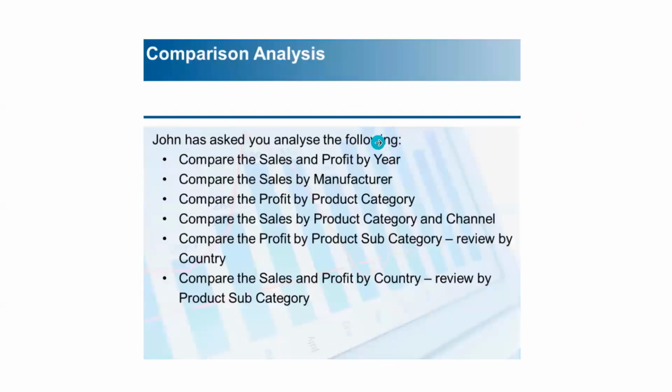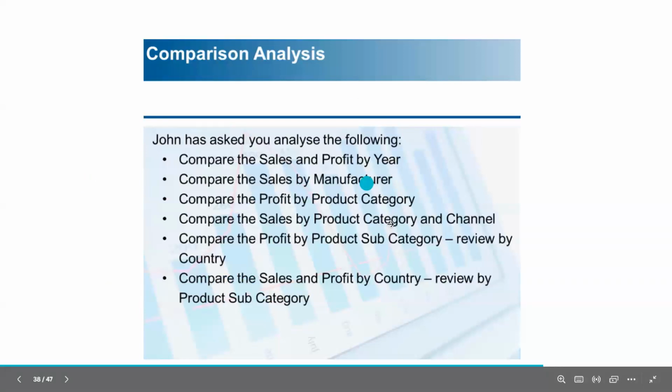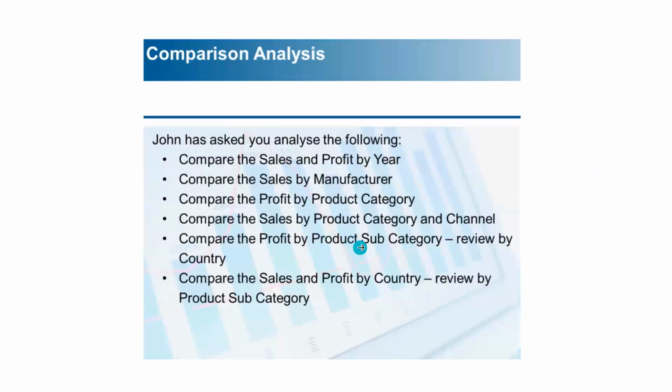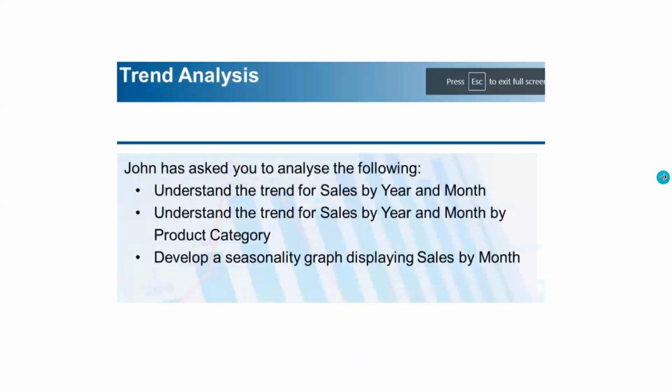And then we go on to look at what I just explained, actually: comparing sales and profit by year, sales by manufacturer, profit by product category, sales by product category and channel, profit by product subcategory reviewed by country. I believe these are questions we can answer with our Northwind data that we are currently on.